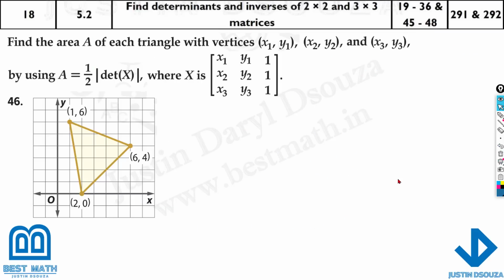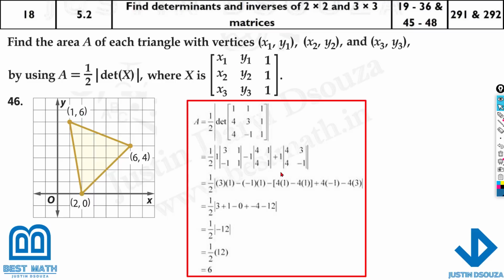That's the answer. Again, there's another problem. Guys, you can try this by yourself because it's the same thing. You just apply over here 1, 6, 6, 4 and 2, 0 and you solve it.